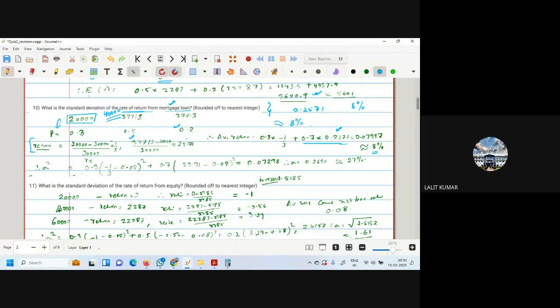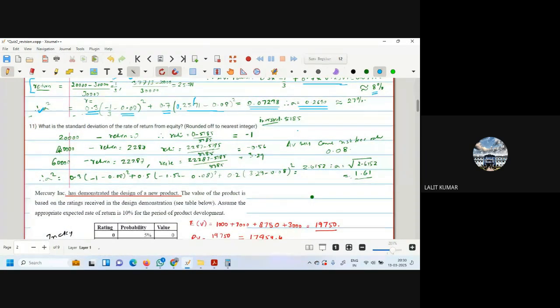To find the standard deviation now, we use these values. We find the variance with the probability of 0.3 times minus 1 by 3 minus 0.08 squared, then 0.7 where he is getting his entire amount at 0.2571. Sorry, here is a typo. So the variance is 0.7238, and we can find the standard deviation.